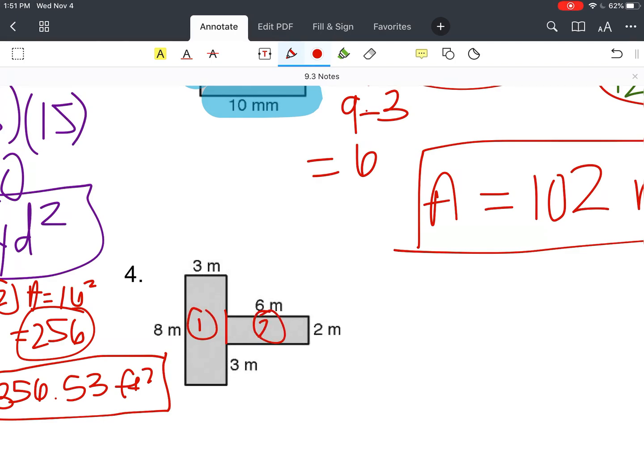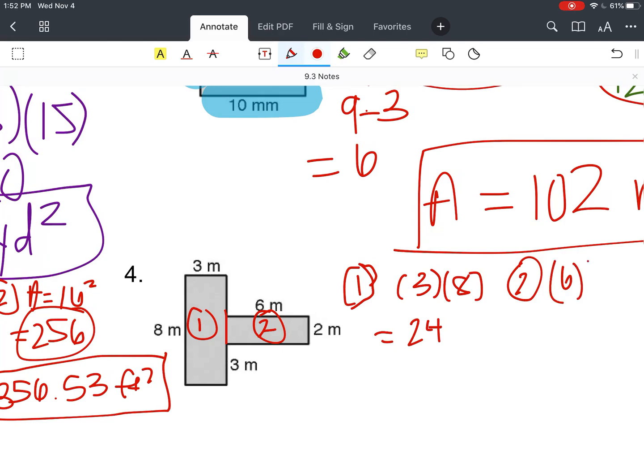Then lastly, number 4, you can break it up. This is the easiest in my mind because you break it up into only 2 things, and it's 2 rectangles. The rectangle on the left, number 1, base times height would be 3 times 8. 3 times 8 is 24. On the right, it would be just 6 and 2, so this one's quite simple, which is 12. And then I just add 24 and 12 together.